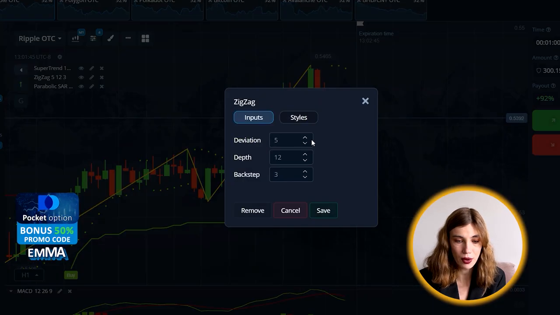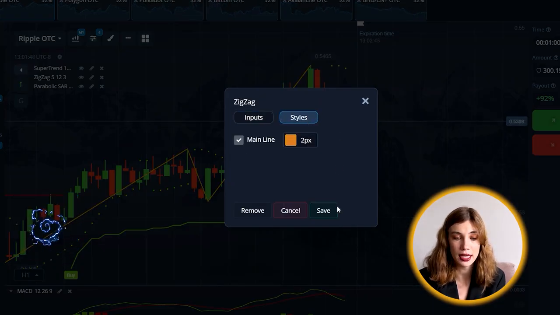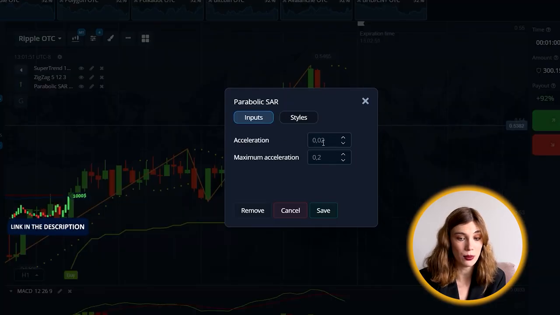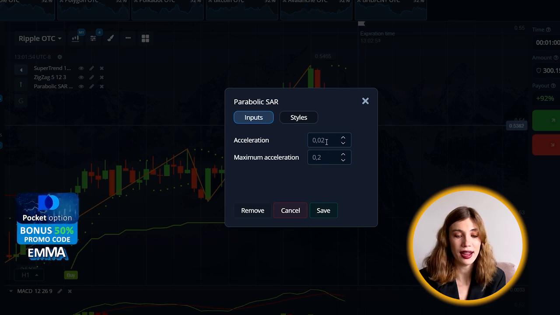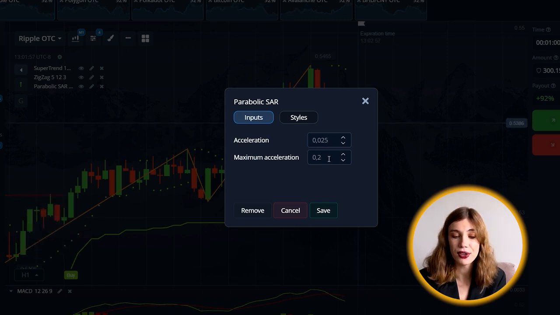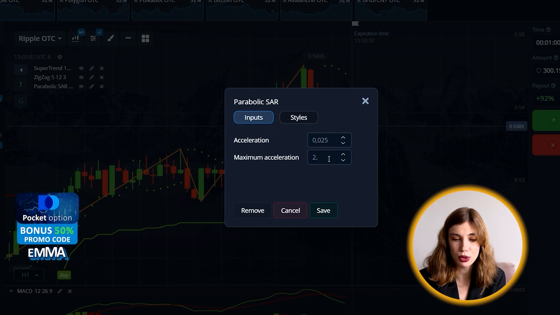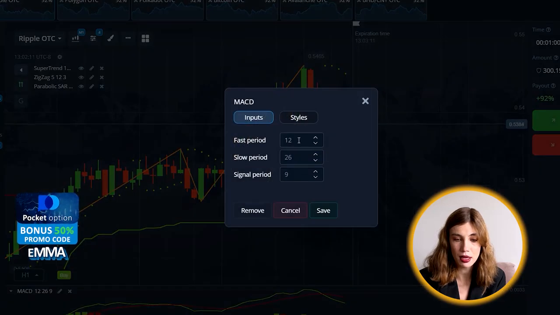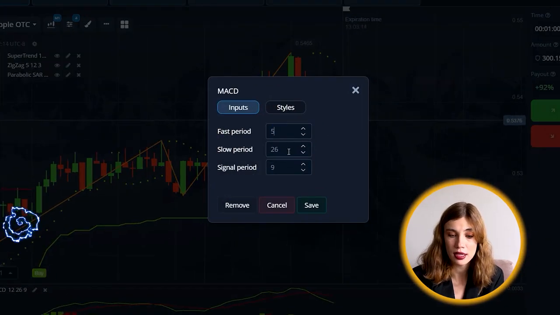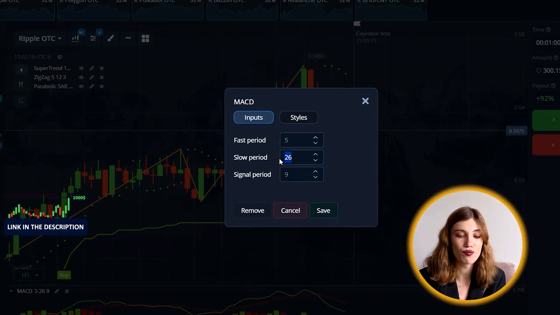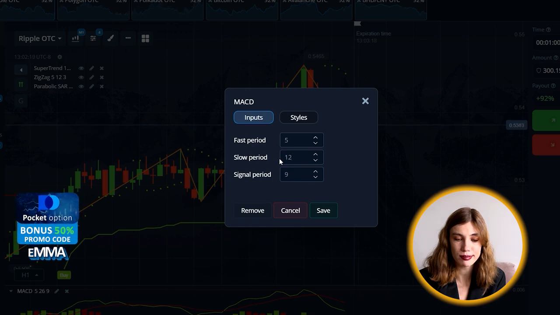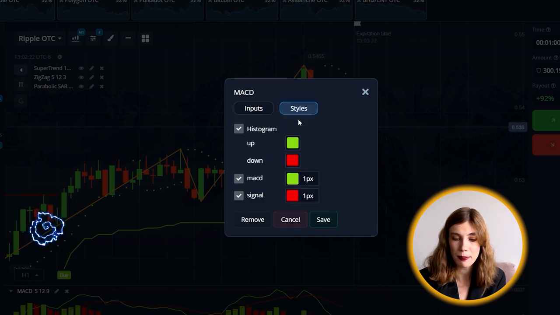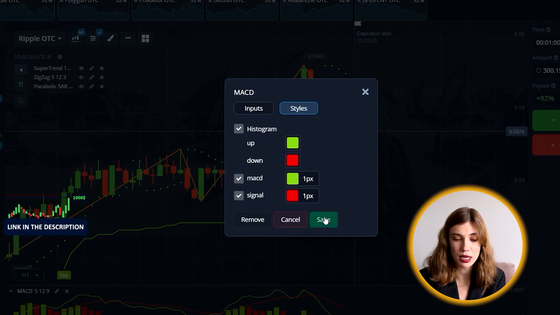Now we're going to set everything up accordingly, so we have the precision that we need, and we always need it. I never forget to tell you that. For the maximum acceleration, it's going to be 2.25. That's right, and we'll save it. And MACD, we still have to set it up properly, and we'll do it right now. And when it comes to styles, all right.